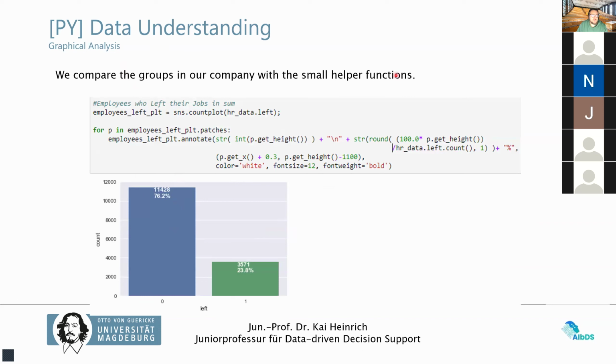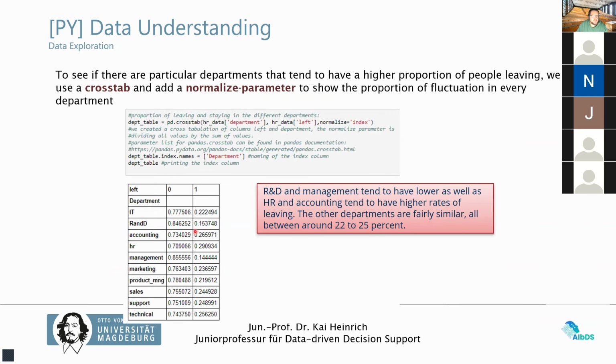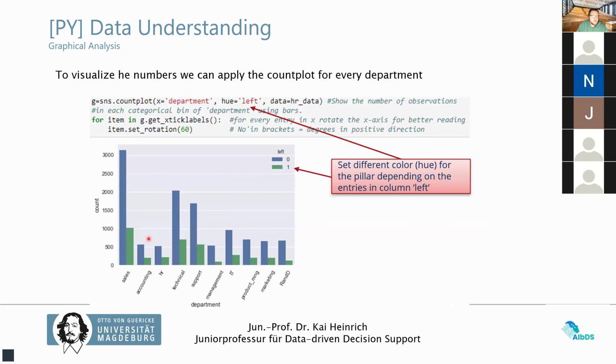So compare groups in our company with a small helper function. We can just look at the persons who left, who did not leave, and so on. So left, these are the people who left. These are the people who did not leave, and so on. We can show it for the different departments, for example. So we can see, okay, what's the distribution here?